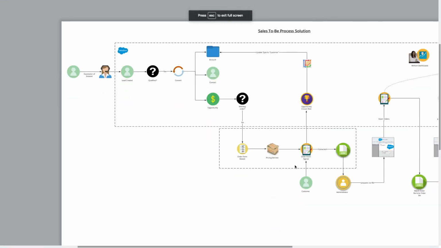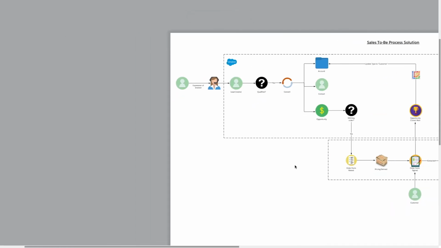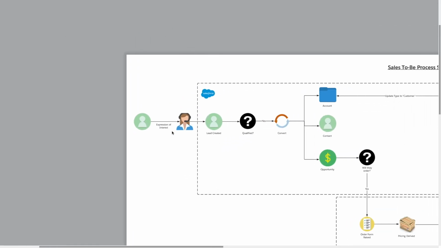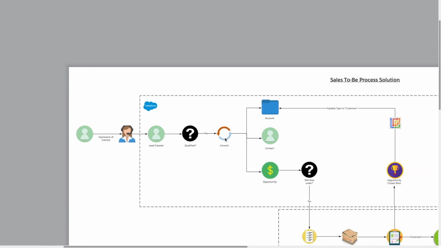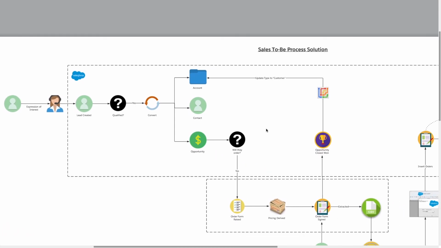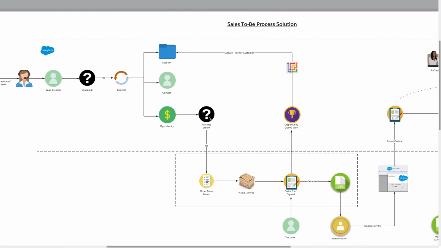And at the end of the meeting, I will say, okay, this is where we start. So let's start from the beginning, just to understand what you're wanting to do. So expression of interest from the customer, we create the lead, we qualify the lead, and then it gets converted in Salesforce into those three objects. We then have the opportunity, and then we get to a stage in the sales process where we say, will they order?